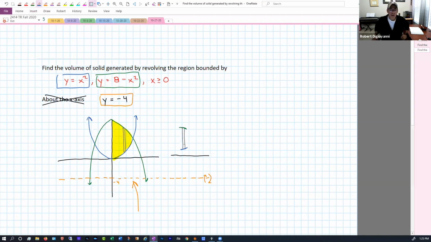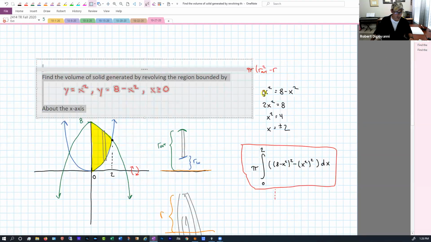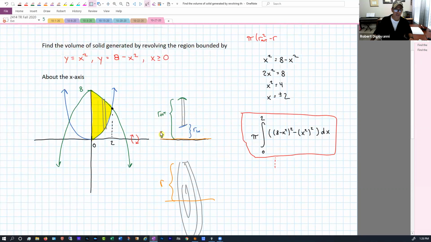And now I need to just find the outer and inner radius, right? The outer radius is the distance from the axis of rotation to the outer edge of the rectangle. That means the outer radius is this distance all the way down. That's R out. And R in is from the axis of rotation all the way to the bottom edge of the rectangle. Do y'all see that these distances are much different than here in the first problem we did?